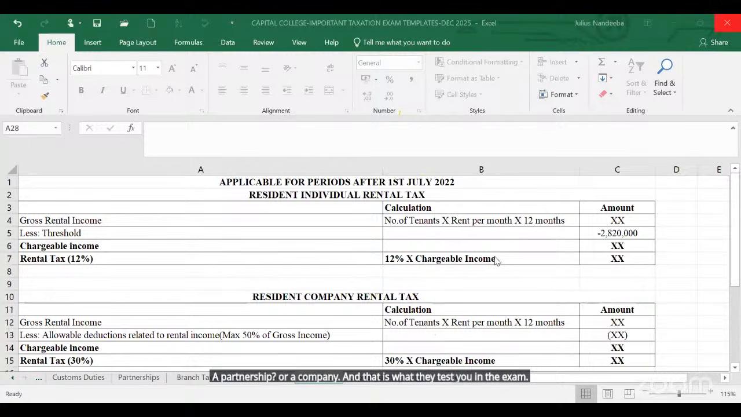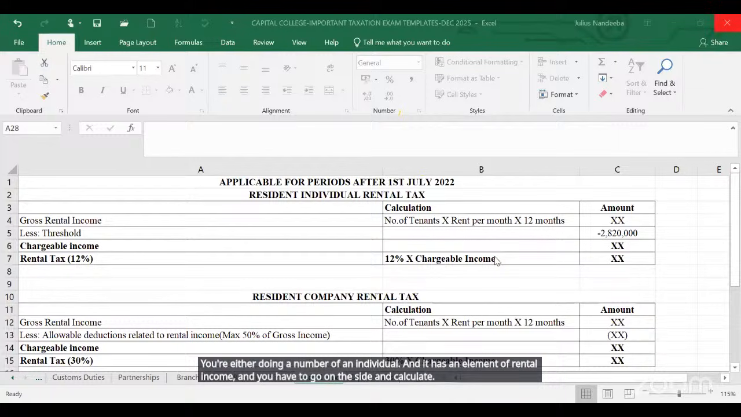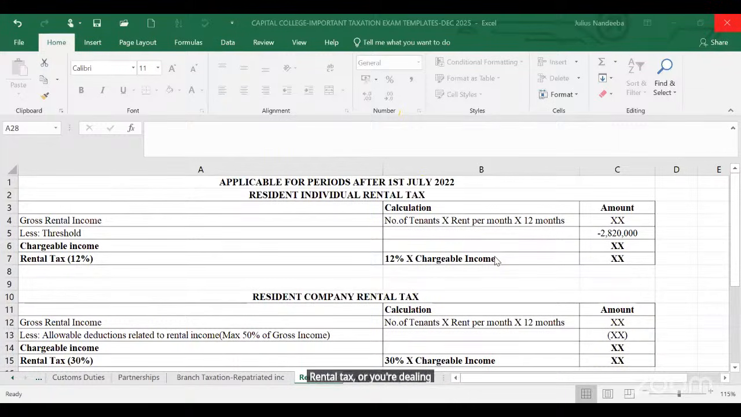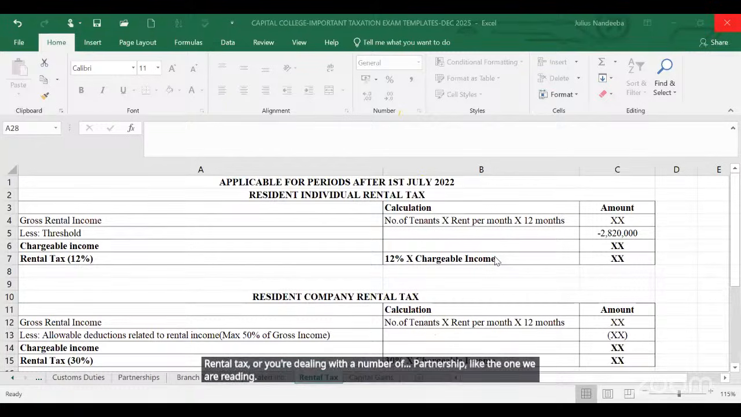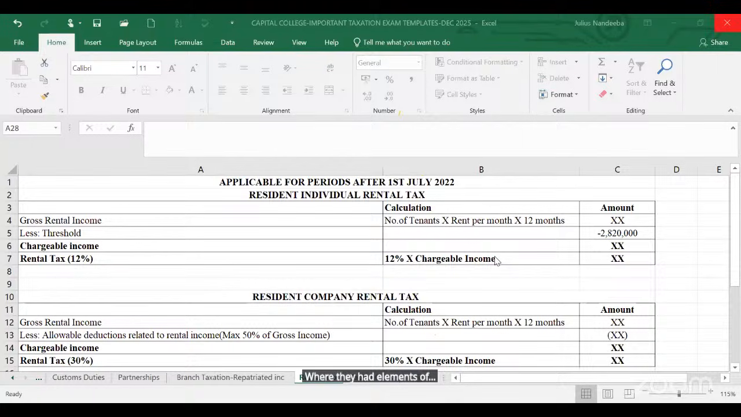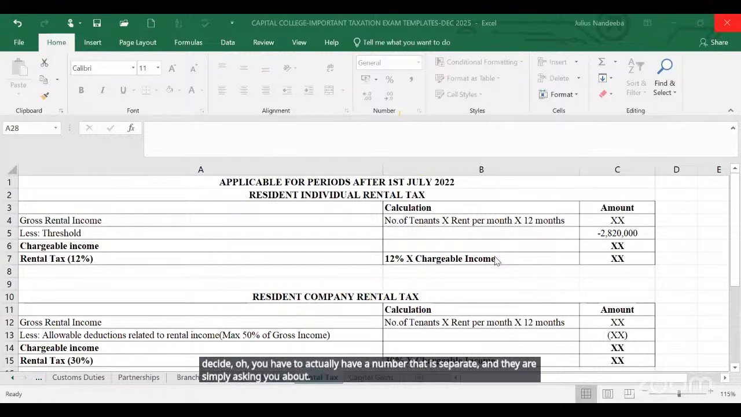You're either doing a number of an individual and it has an element of rental income, and you have to go on the side and calculate rental tax. Or you're dealing with a number of partnership like the one we are reading, where they had elements of rental income, and then you have to calculate rental tax on the side. Or you're dealing with a number of a company and it has elements of rental income, and you have to do a working on the side. Or you have to actually have a number that is separate and they are simply asking you about rental tax.